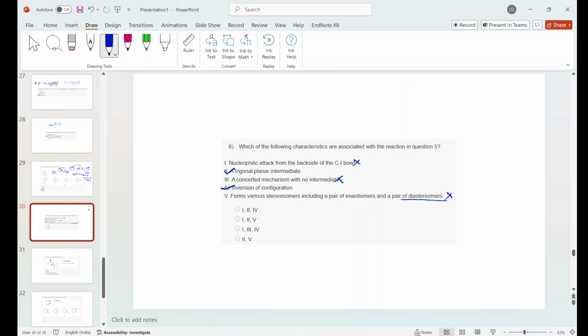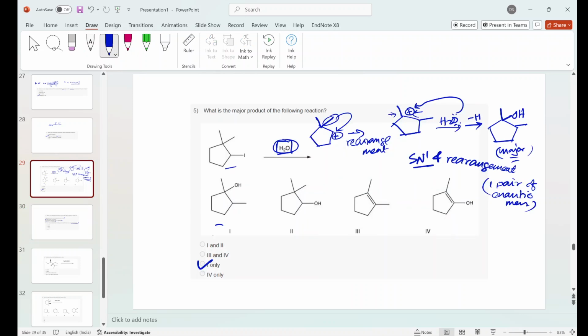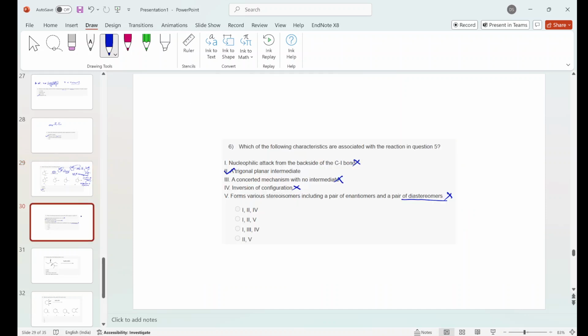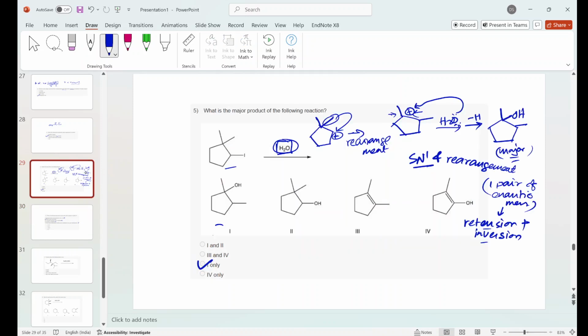Just a second. Okay, this is not right. So only inversion is not possible. There will be retention also. In SN1, you will have both retention plus inversion. Okay, so this one is not right, but this can be right. So pair of enantiomers we know, pair of diastereomers we have to check.